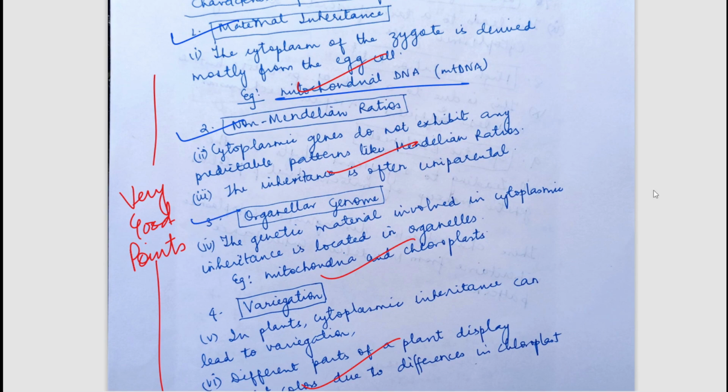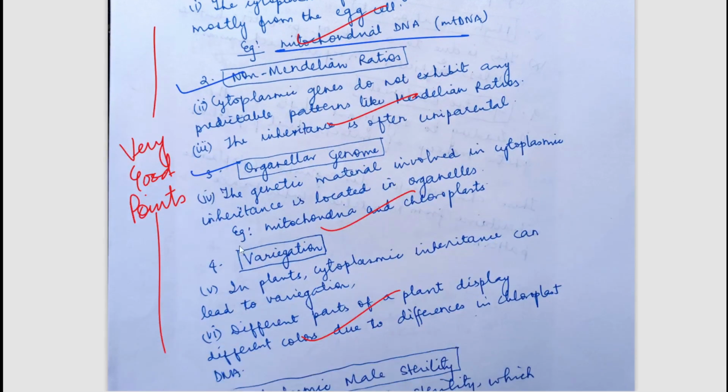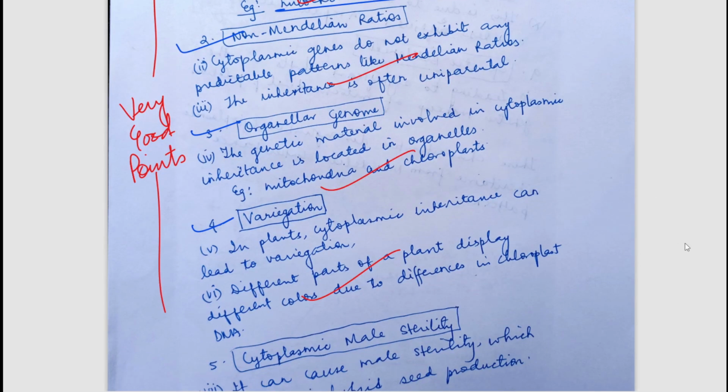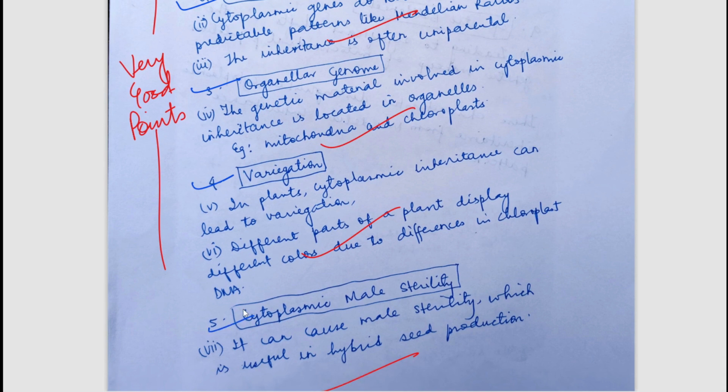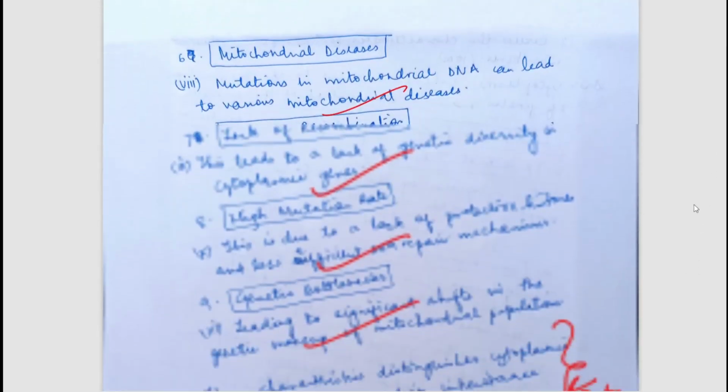Organellar genome has been mentioned. The student has mentioned variegation. So these are some of the good points. The student has mentioned cytoplasmic male sterility. So you can pause the video and read the points in detail. I am just overviewing it.